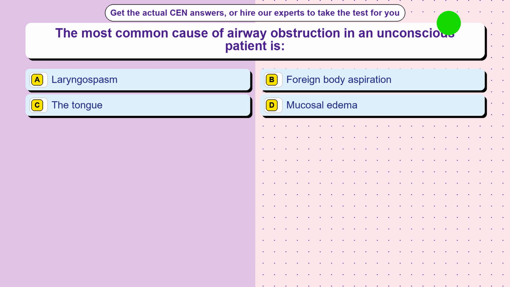Question 10. The most common cause of airway obstruction in an unconscious patient is: Option A. Laryngospasm. Option B. Foreign body aspiration. Option C. The tongue. Option D. Mucosal edema.